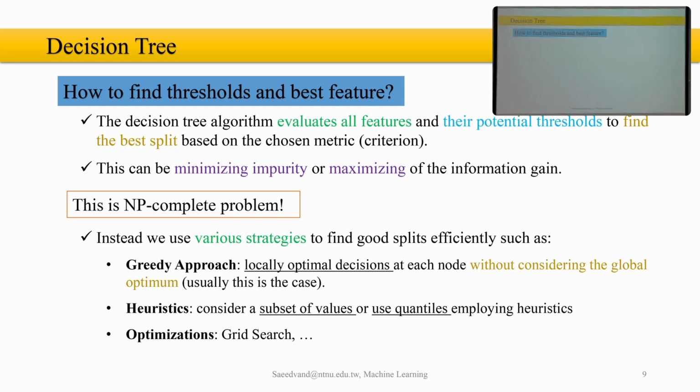But there are some critical points before getting to that point. First of all, the question is how to find thresholds and best features. As I mentioned here, we need to find a threshold to split data, right? How can we find this? And after finding the threshold, we can evaluate for each feature, for each x, and see which one is better. How can we do that? If you think a little bit in depth, you will see that this is not an easy problem. It's already an optimization problem.